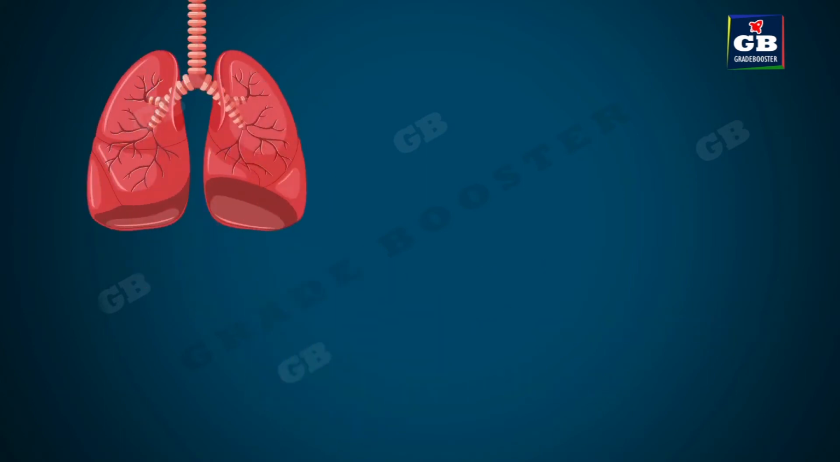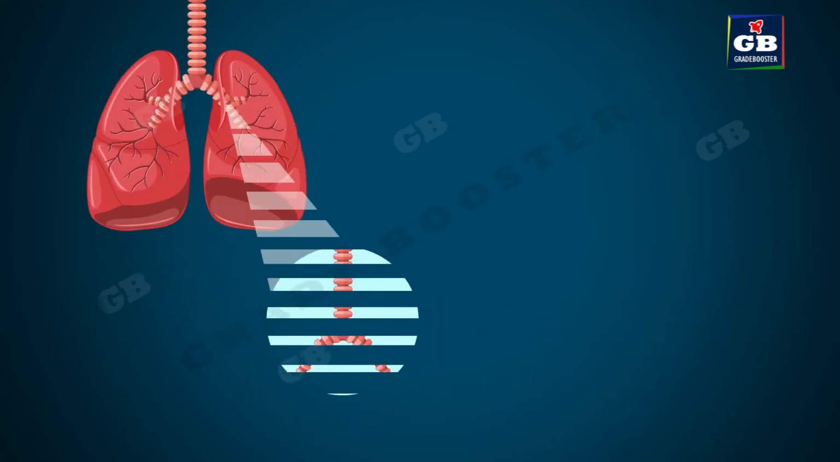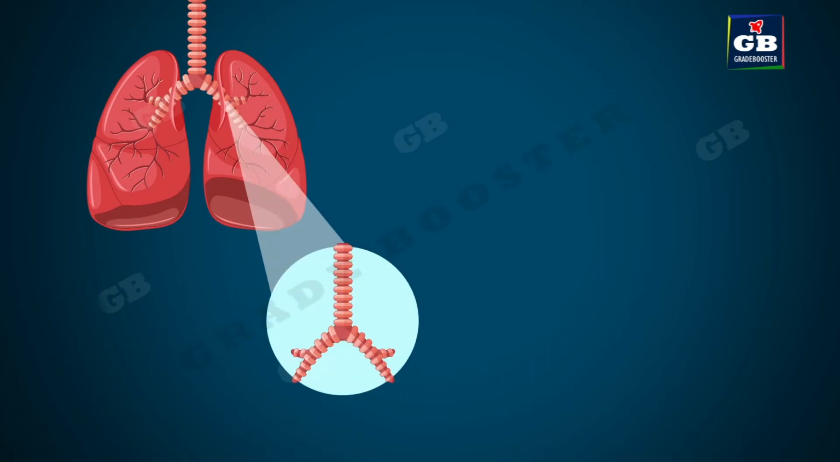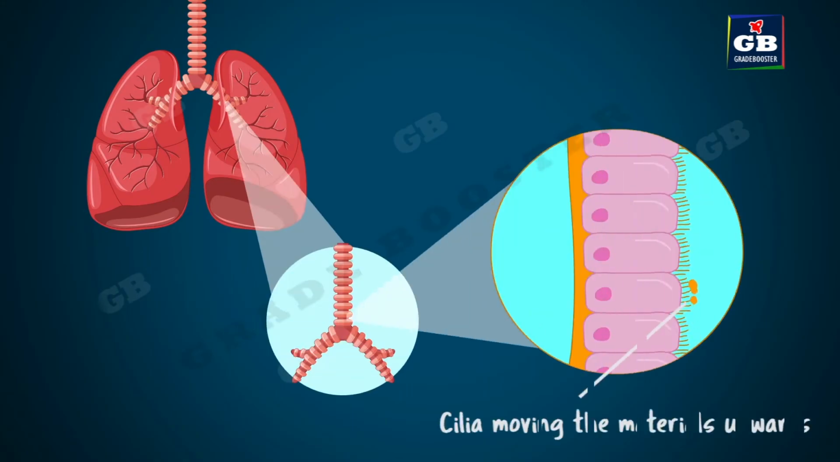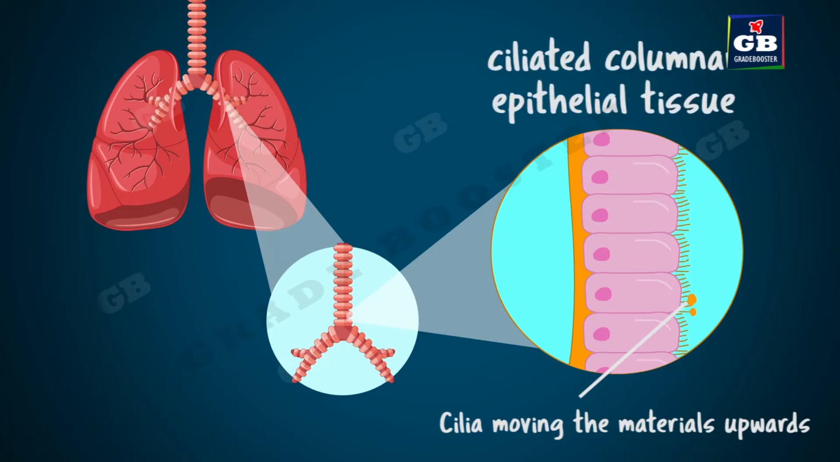The columnar epithelial tissue present in the lungs has cilia that helps in the upward movement of mucus that is formed in the lungs. Thus, columnar epithelial tissue also helps in the movement of materials. The columnar epithelial tissue with cilia is called ciliated columnar epithelial tissue. This is all about cuboidal and columnar epithelial tissue.